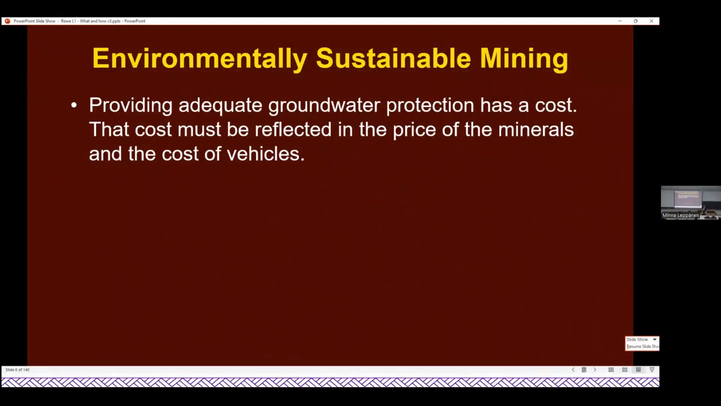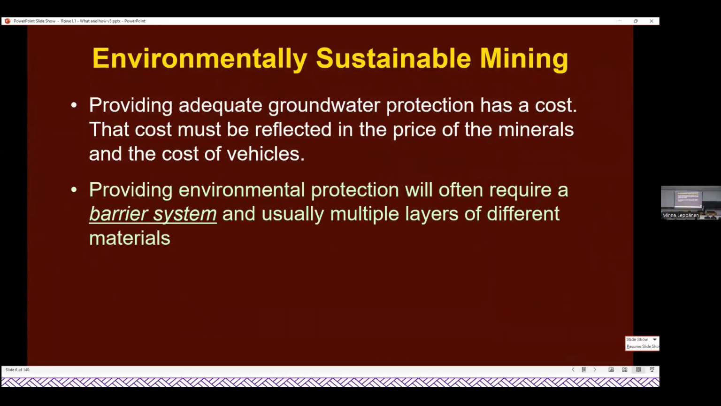So providing adequate groundwater protection has a cost. And in fact, if you go for the cheapest solution, you're probably wasting your money. If you're going to do it, you might as well do it right. And doing it right is not cheap. And that means we have to accept the fact that it's going to cost us more as consumers at the end of the day.